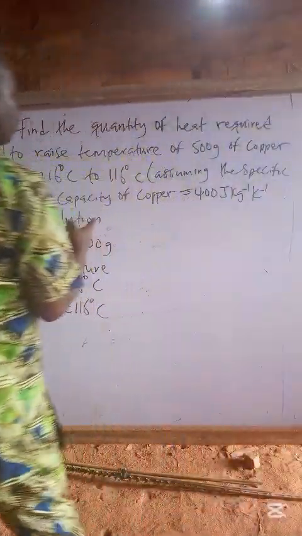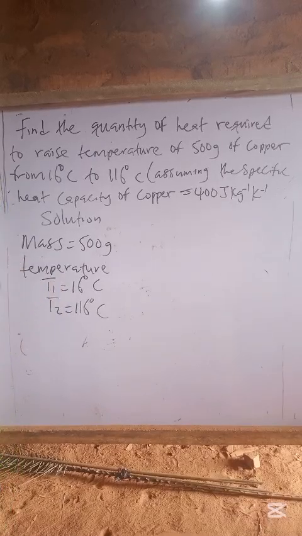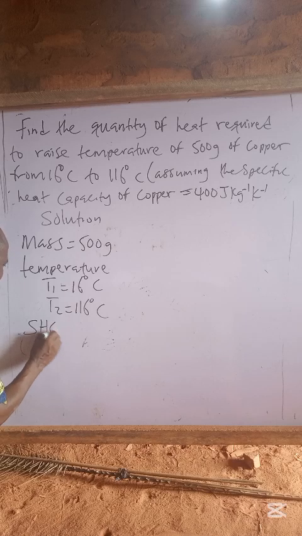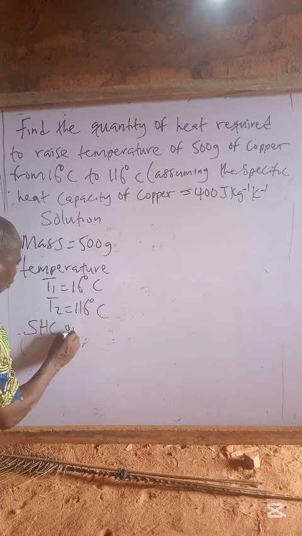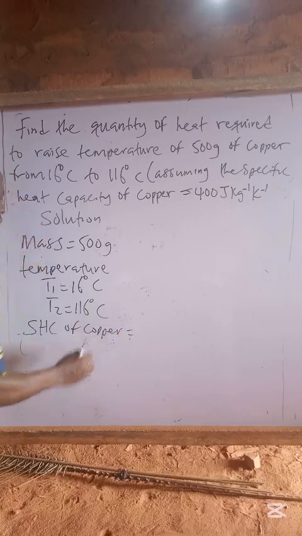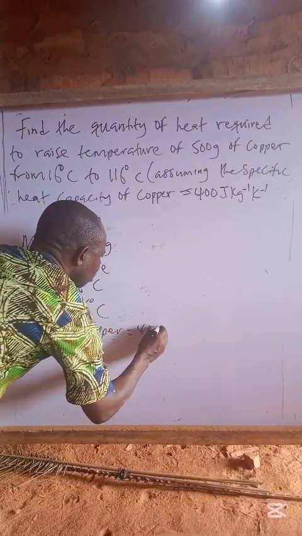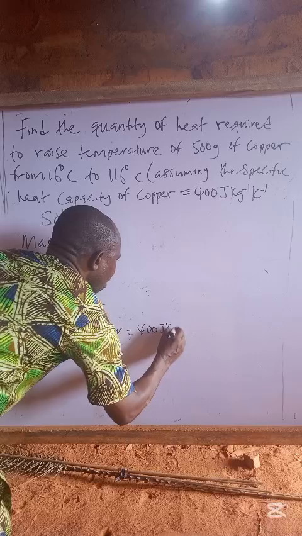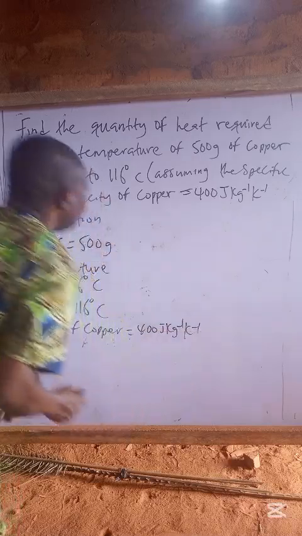Then we're also given C, that's the specific heat capacity. Let's have the specific heat capacity of copper, which is 400 joule per kilogram per Kelvin.